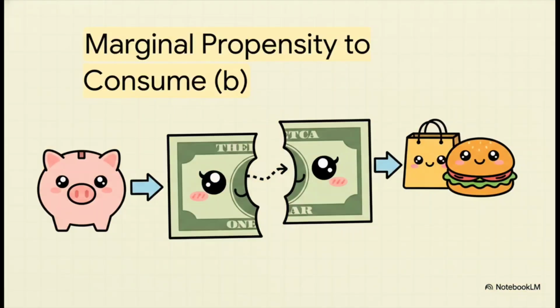Okay, now we get to B, and this is where the human psychology really kicks in. This is the marginal propensity to consume, or MPC for short. Basically, it asks this question. If I give you an extra $1, how much of it are you going to go out and spend? Is it 70 cents, 80 cents, 95 cents? That fraction, that's your MPC.